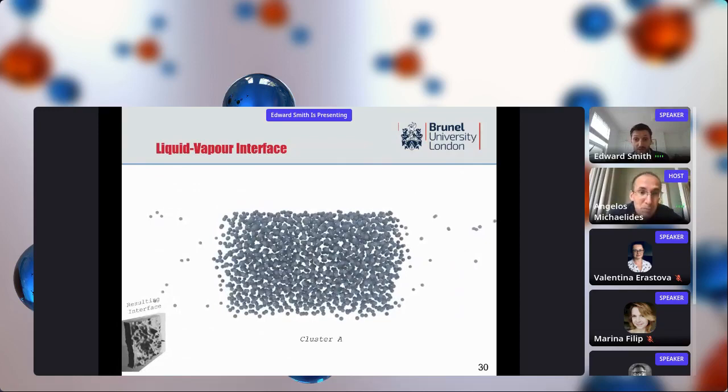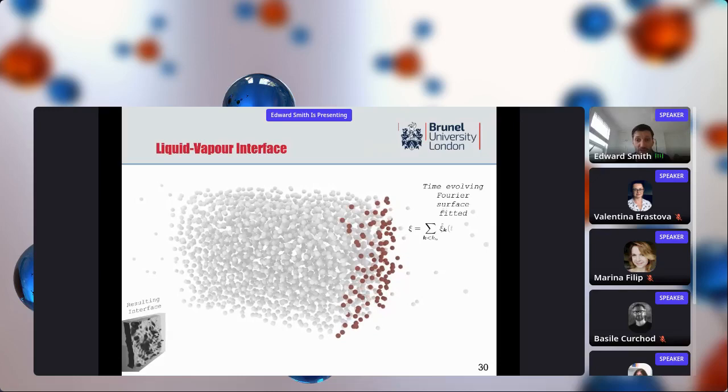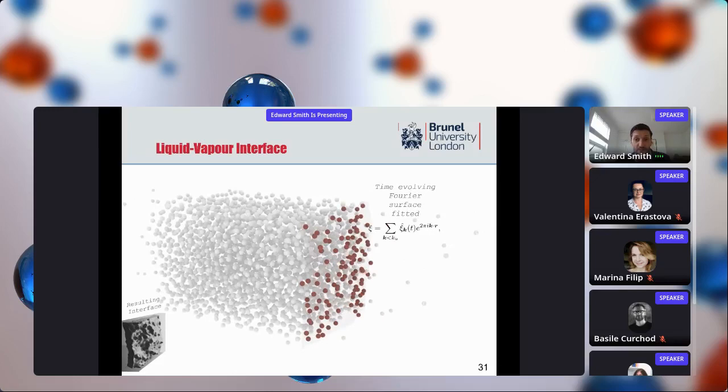So we can use this kind of idea to look at liquid vapor interfaces, which are molecularly rough. They vary over time. And you can see here the Fourier surface we fit to that. We can do this using a range of different coefficients, and we can fit that surface exactly. And then we split that into a grid of different control volumes.